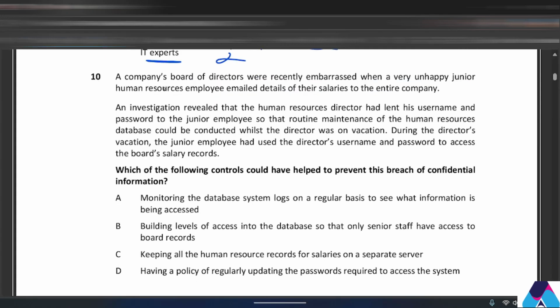Question number 10 says a company's board of directors were recently embarrassed when a very unhappy junior human resource employee emailed details of their salaries to the entire company. All right.